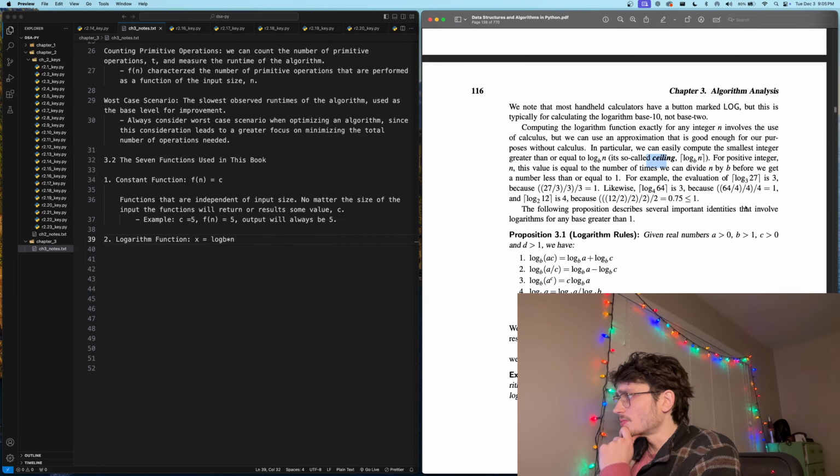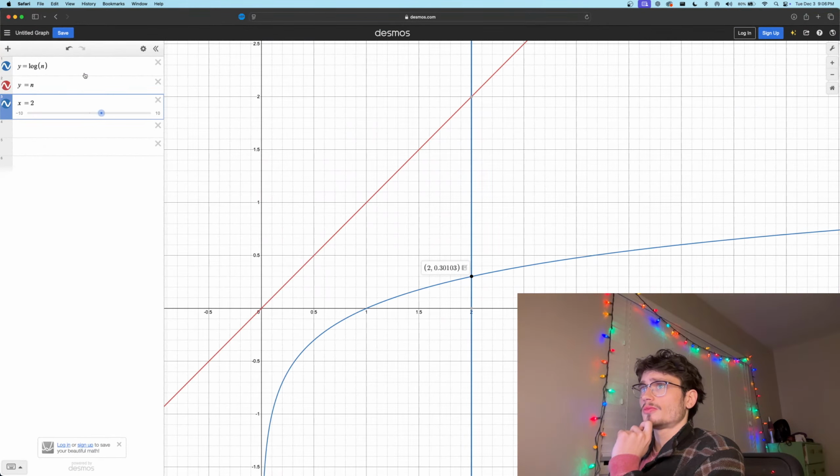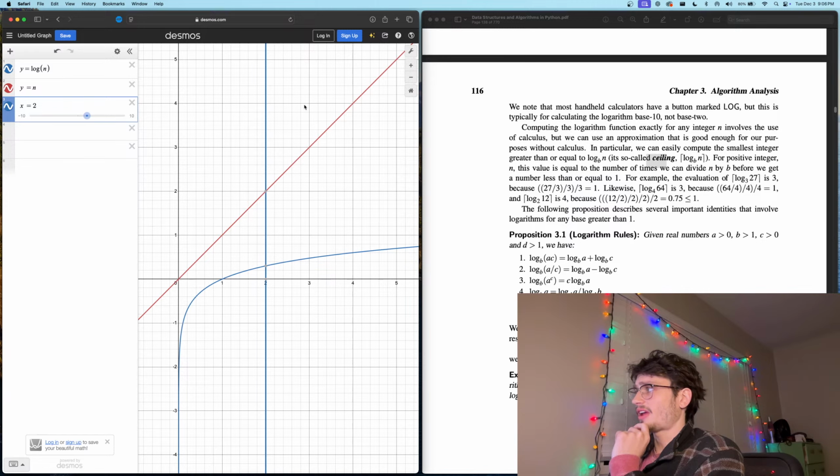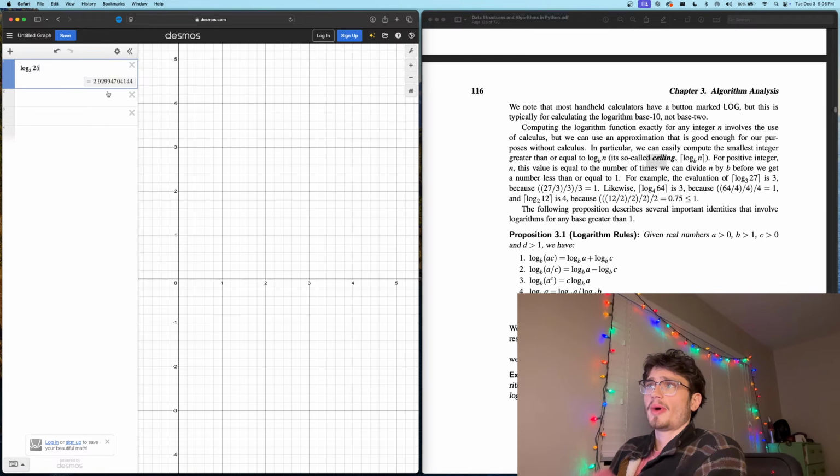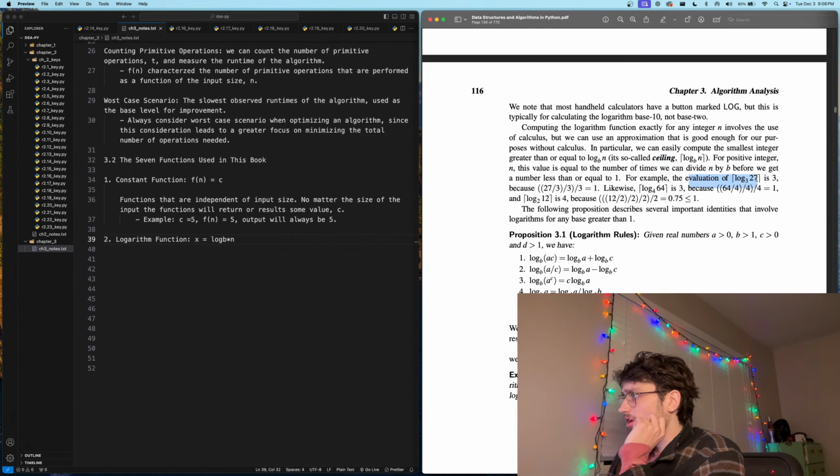Does log base 3 of 27 actually equal 3? Let me check that. The evaluation of log base 3 of 27 is 3 because 27 divided by 3, divided by 3, divided by 3 is equal to 1. Likewise, log base 4 of 64 is 3 because 64 divided by 4 is 16, divided by 4 is 4, divided by 4 is 1. So you just divide the input value by the base until you get to 1 to find its so-called ceiling.